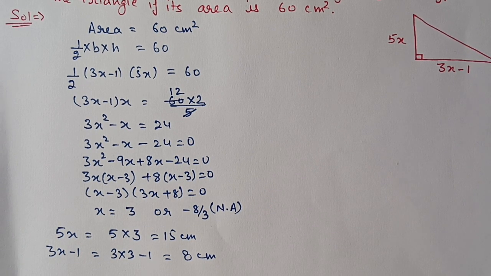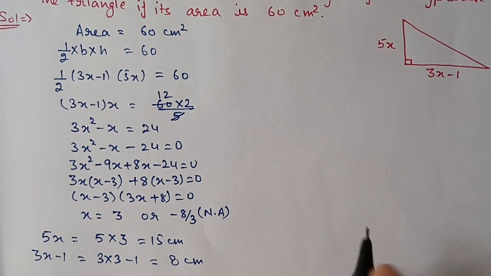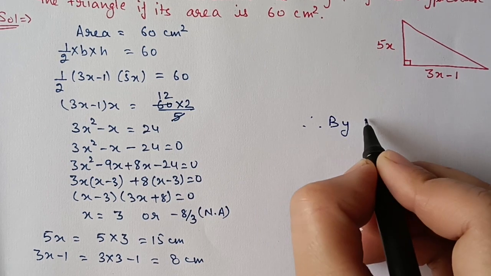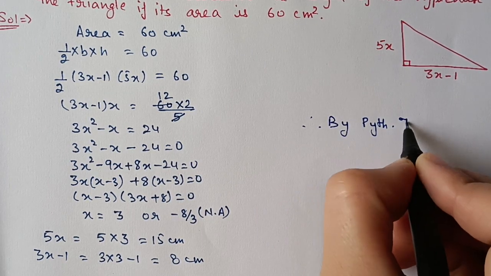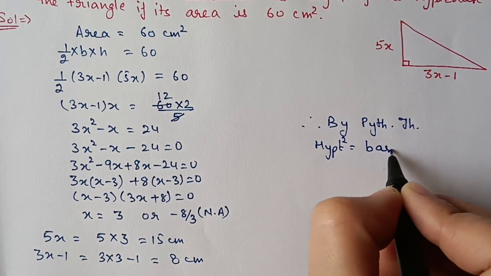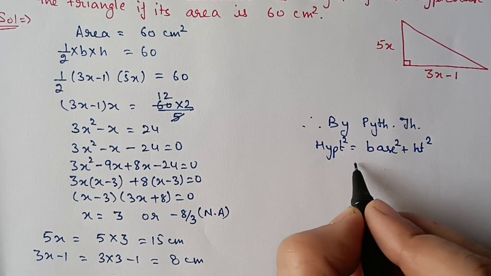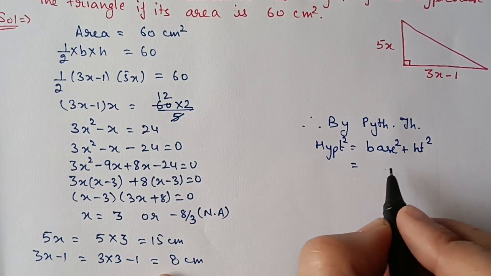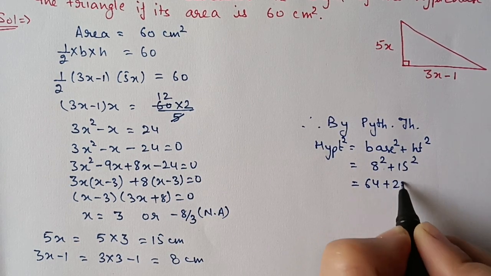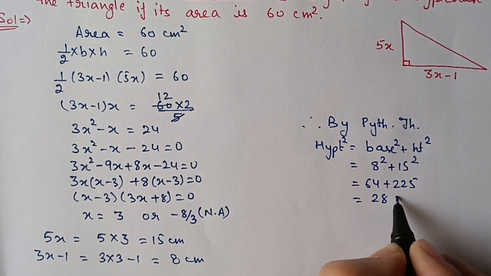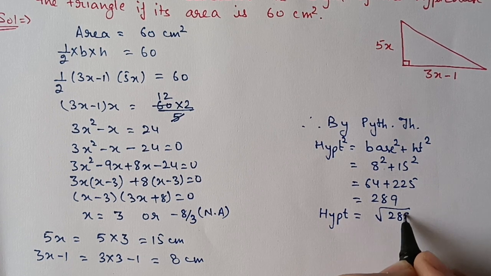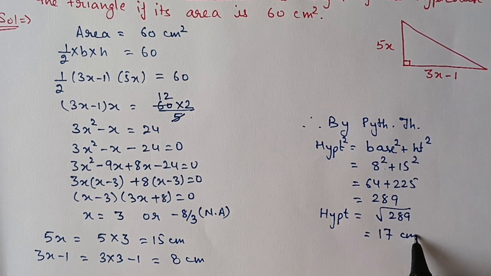Now we have to calculate the hypotenuse. To find out the hypotenuse, we will use Pythagoras theorem. By Pythagoras theorem, hypotenuse square is equal to base square plus height square. Base we have calculated as 8 and height 15. 64 plus 225, which is equal to 289. So hypotenuse will be root of 289, which is equal to 17 centimeter.